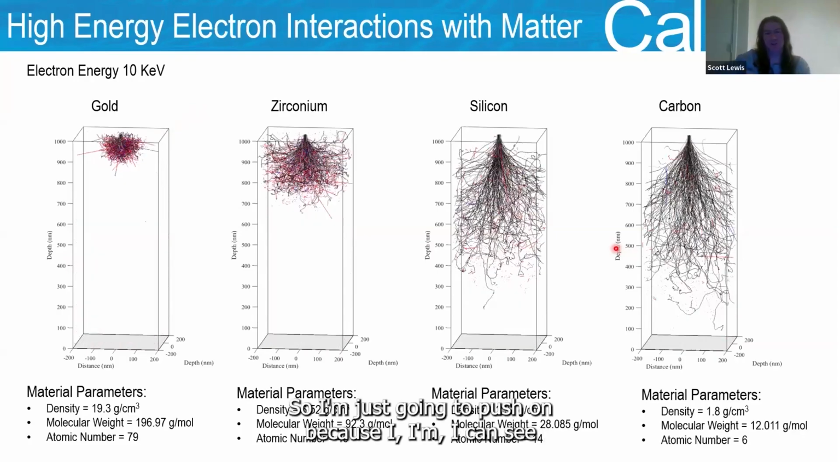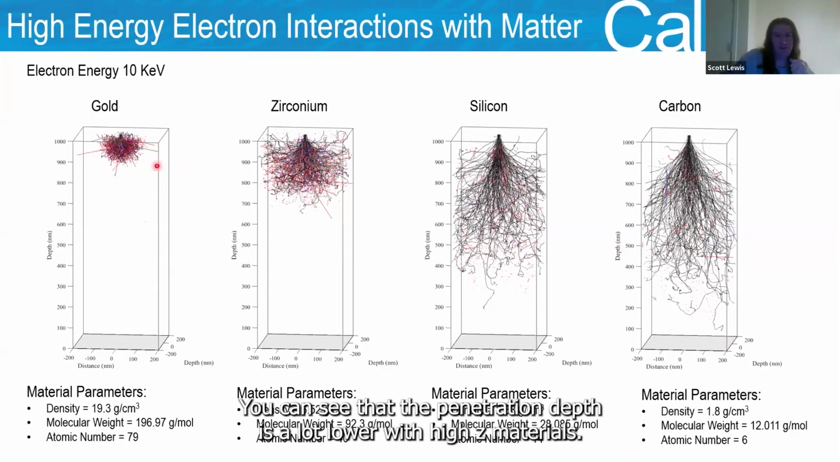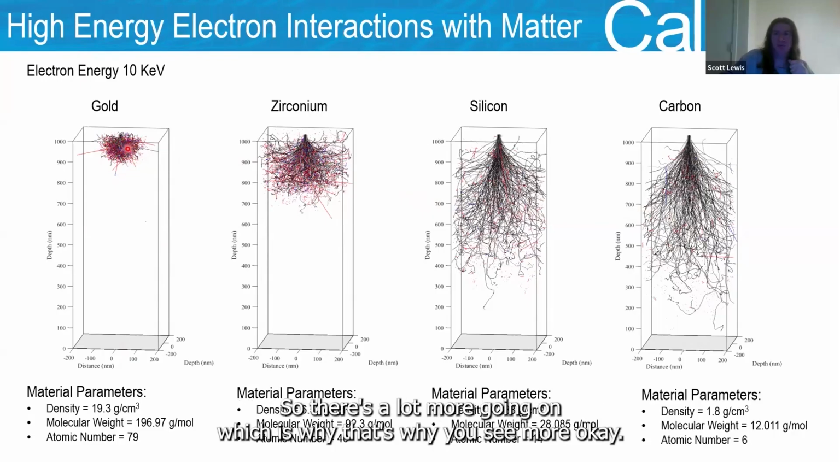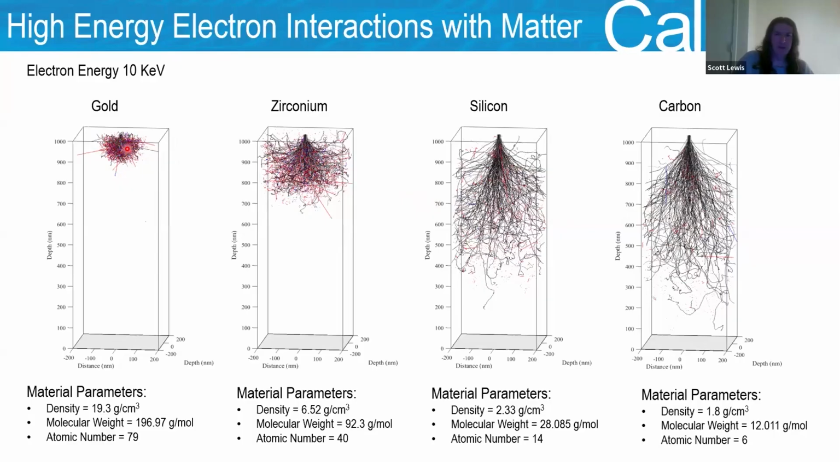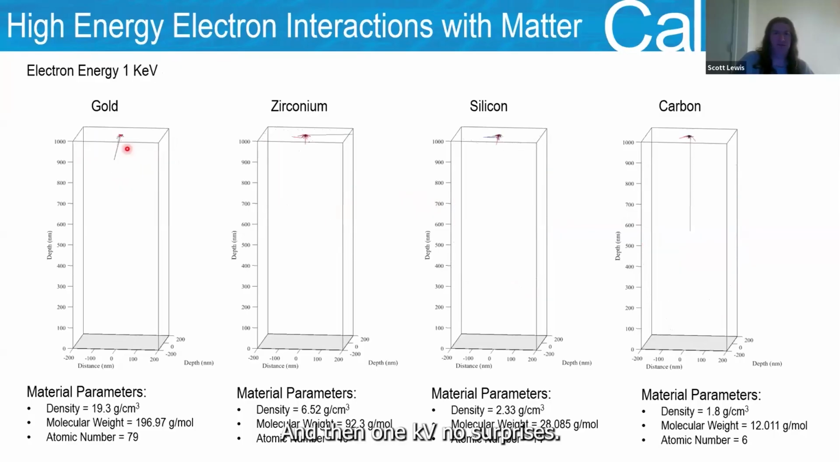I'm just going to push on because I can see time's running away from me. So we've got 10 kV. You can see that the penetration depth is a lot lower with high Z materials. So there's a lot more going on, which is why in an SEM you see more. And then at 1 kV, no surprises, penetration depth is even smaller.